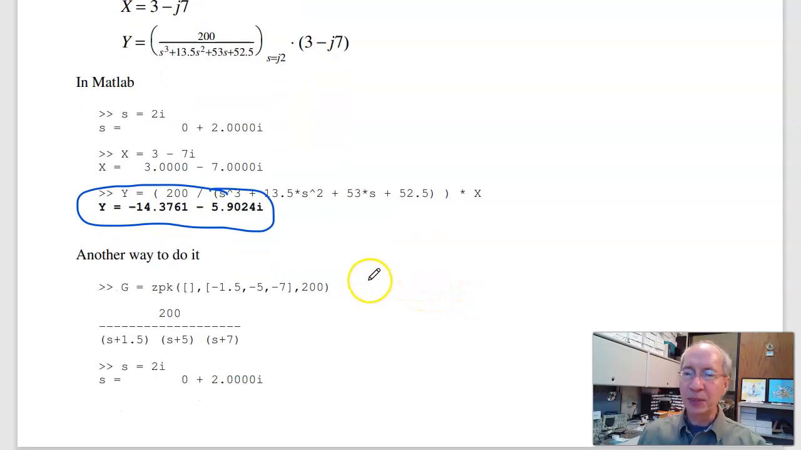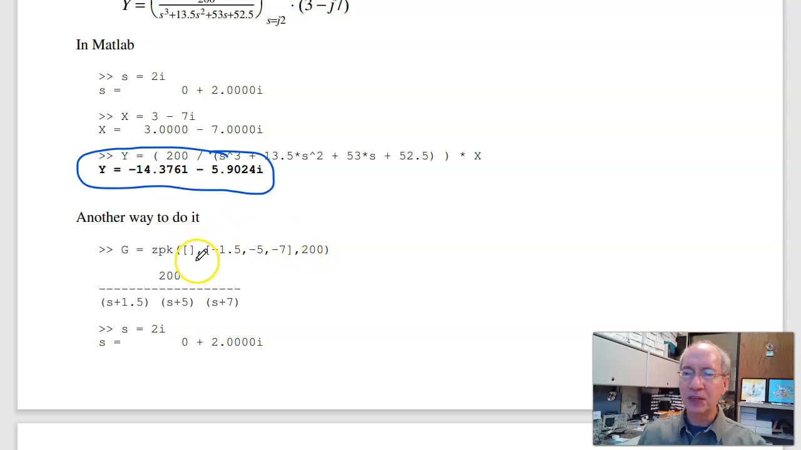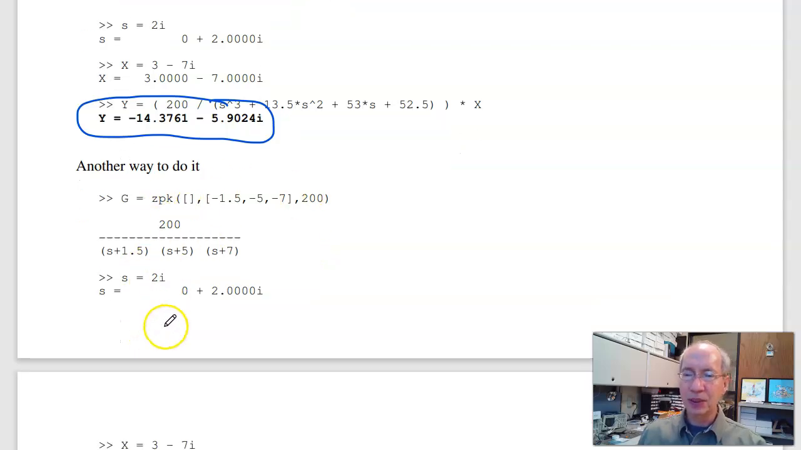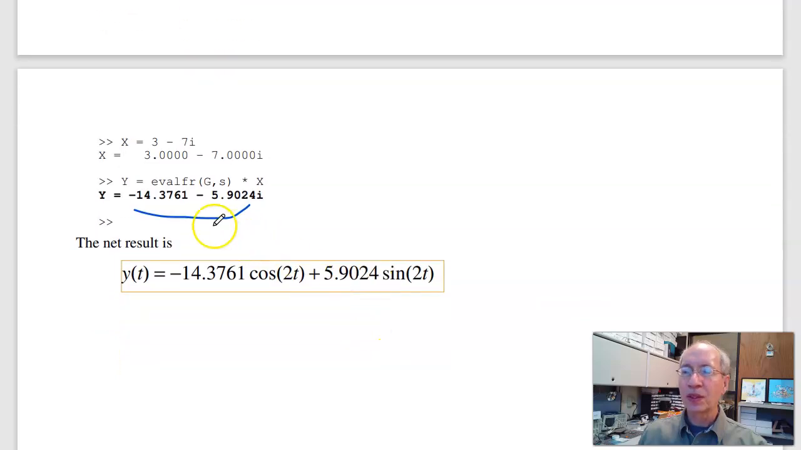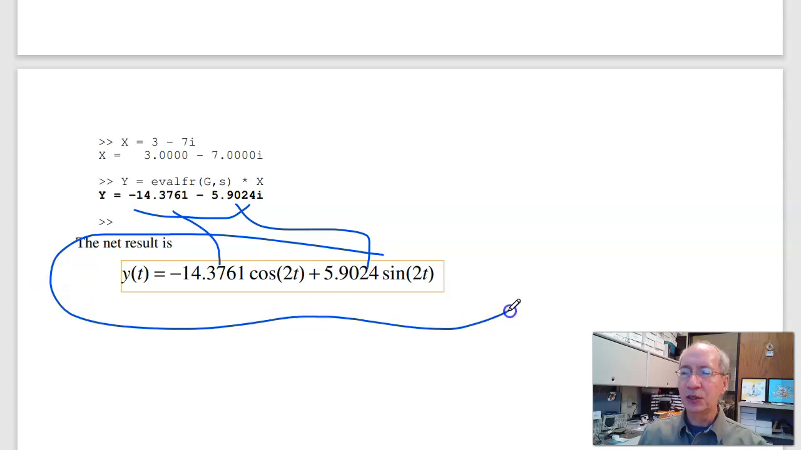Another way to do that, in MATLAB, I can input the system G(s) into MATLAB. s is j2, x is 3 minus 7j. Then the output is G(s) at s equals j2 times x, and I get the same answer. What that means is the real part's cosine minus j is sine, so there's y(t).